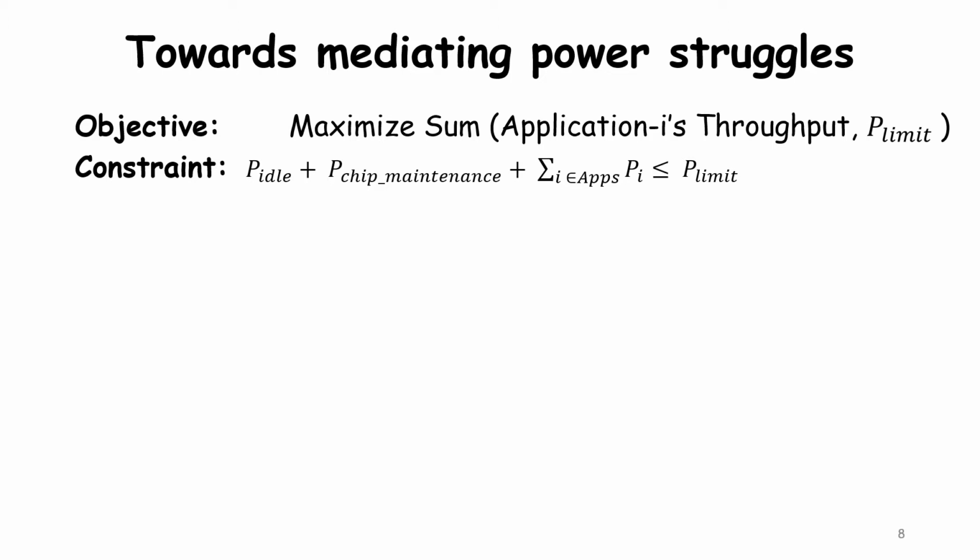We pose it formally with an objective of maximizing the aggregate throughput of a server. This is the sum of all its applications' throughput, normalized to its throughput without any power cap. Here, the constraint is that the total power draw of a server should stay within the capping limit. The power draw of a server comprises its idle power, chip maintenance power, and the dynamic power for all its applications. Idle power is the power consumed by a server regardless of whether an application is running or not.